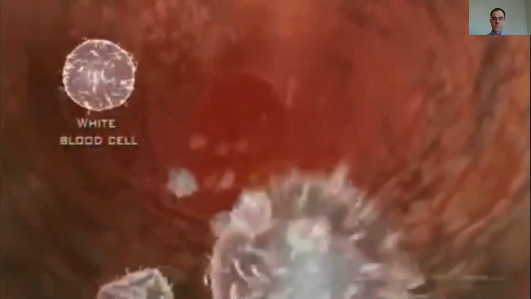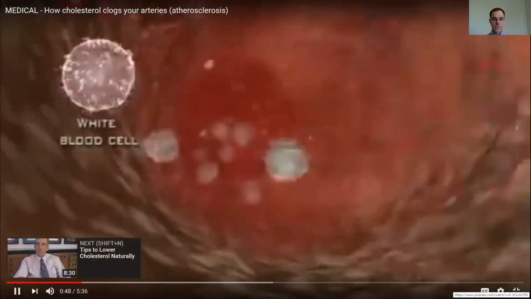Cholesterol is a natural, fat-like substance and is essential to health. However, too much cholesterol in your blood can be harmful. Cholesterol is produced in the liver.